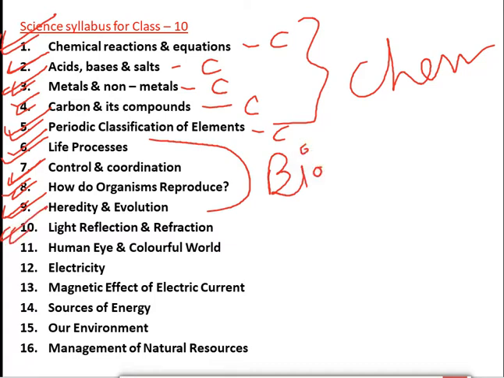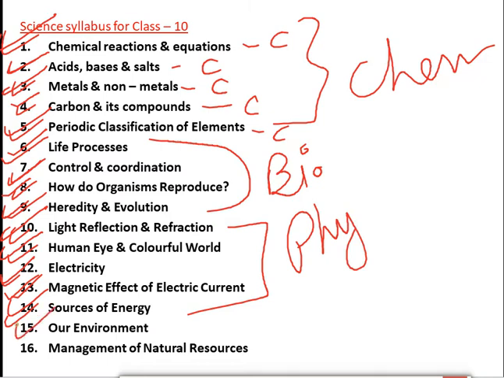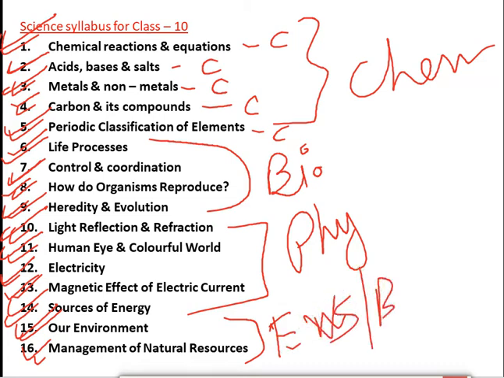Light reflection and refraction, human eye and colourful world, electricity, magnetic effects of electric current, sources of energy. These all are from physics. And our environment and management of natural resources are also from your environmental science, or you can say biology also.